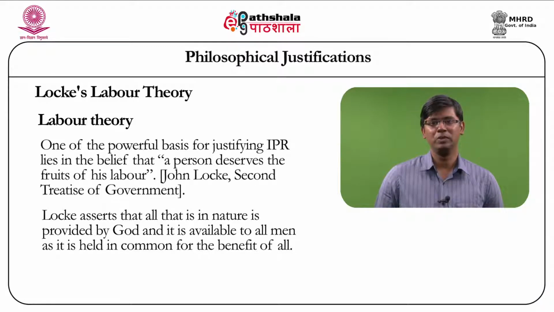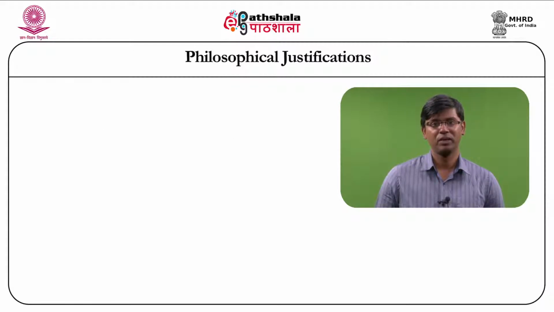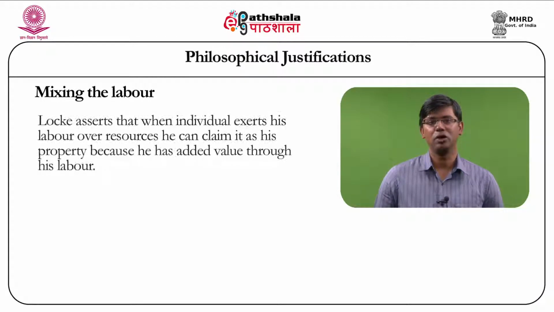In fact, it should be allowed for everyone to enjoy what is actually given by God. So he says no individual can have prior claim over substances that are available in nature as it is meant for the enjoyment of the entire humanity, right? Now, but Locke puts in a certain rider here. That rider basically is, Locke asserts that when an individual exerts his labor over resources, he can basically claim it as his property because he has added value through his labor.